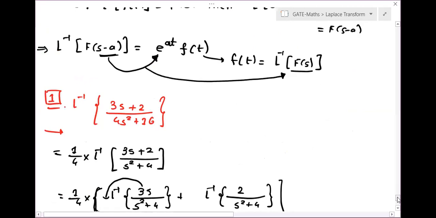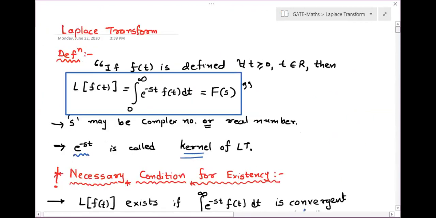When we apply Laplace to a function which has domain t, it is converted to another function which has domain S. In the same way, when you apply Laplace inverse, your function which has domain S can be converted back to domain T. Now you will ask, sir, what is its use?